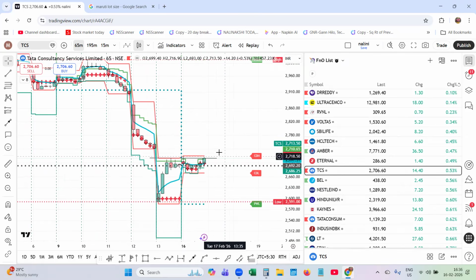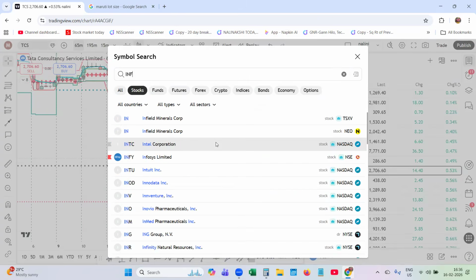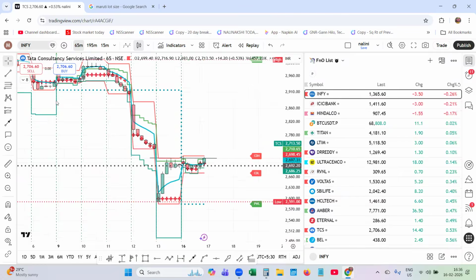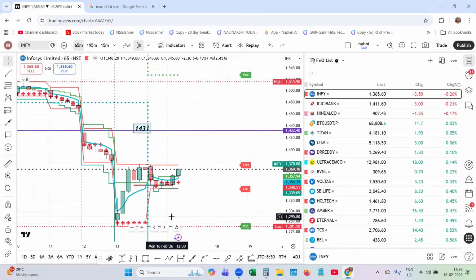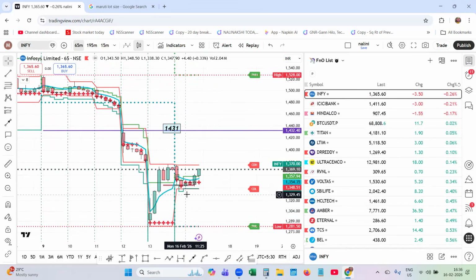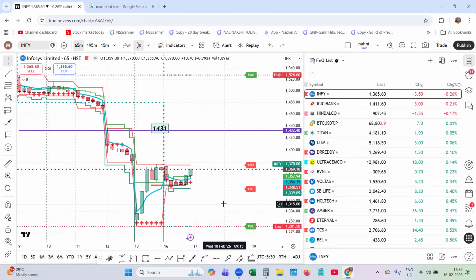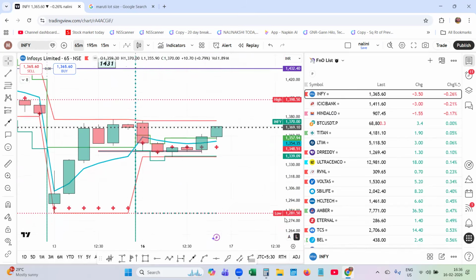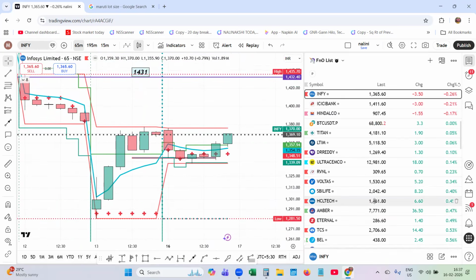Like that, I think Infosys is also showing some sort of reversal. Infosys is also posing the same type of price action over here. If it jumps above this boundary, it can move up to 1431. So we can keep it in our watch list, but in the morning you need to see the price action. Like that, even all the technology stocks may pop up.